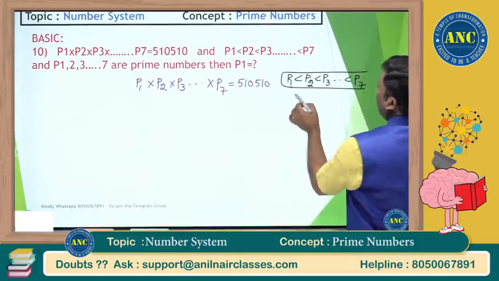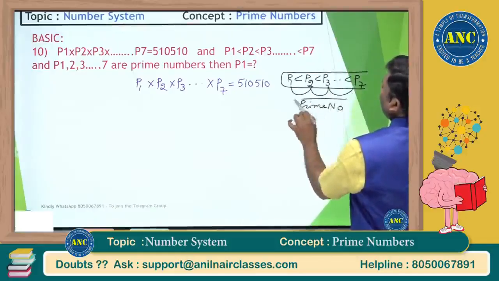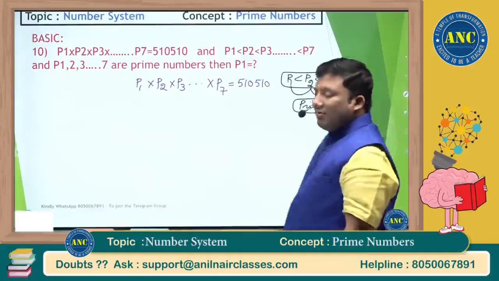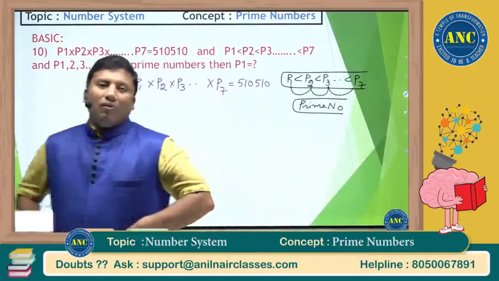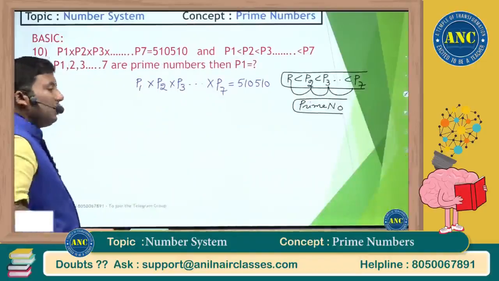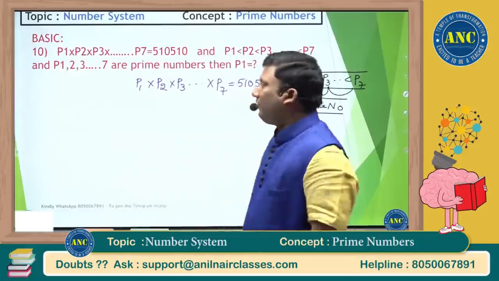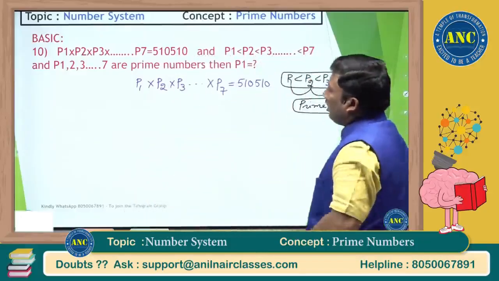What are all these numbers? All these numbers are prime numbers. So he is saying 7 prime numbers' product is given as 510, 510. What is the value of the lowest prime number? That is P1. So there are 7 prime numbers whose product is 510, 510. What is the lowest prime number?